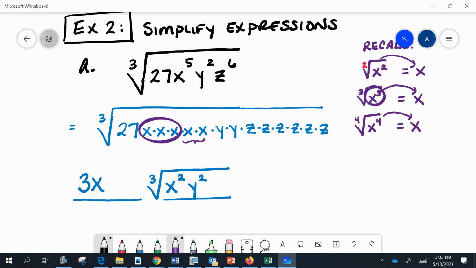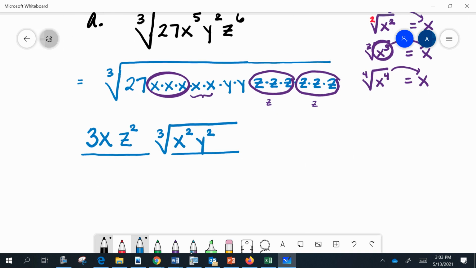All right, let's look at our z's. How many groups of 3 can we make? I see one group here, and I see one group of 3 here. So this group of 3 is going to simplify, and this group of 3 is going to simplify. So I can pull out 2 groups of z's. All right, so the final answer ends up looking like 3xz squared times the cube root of x squared y squared left over.